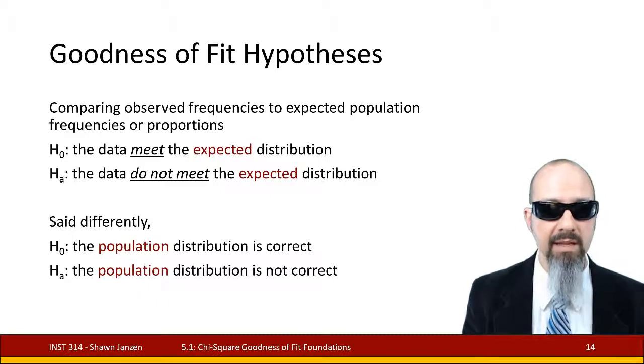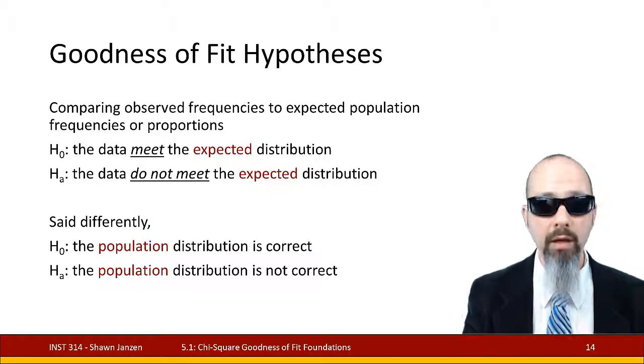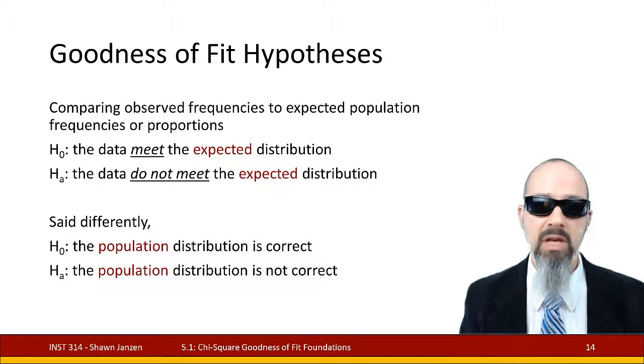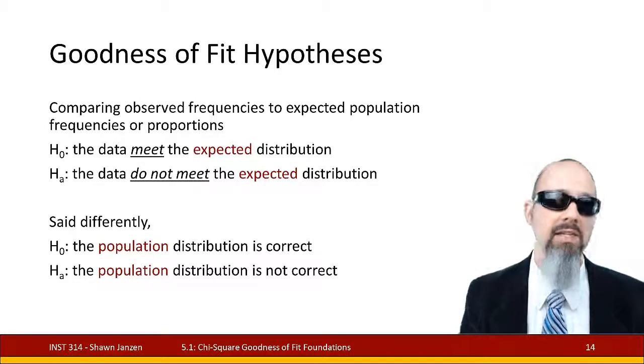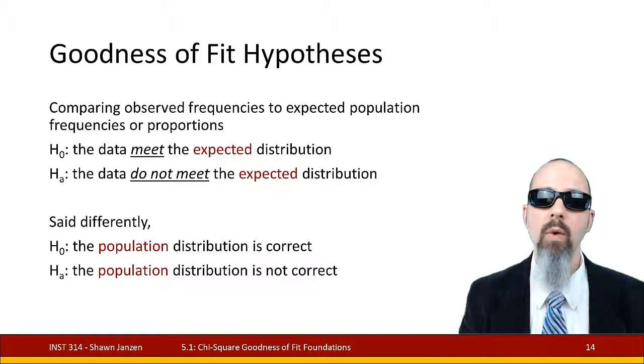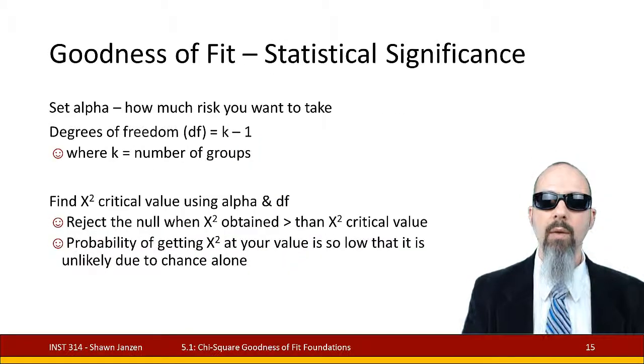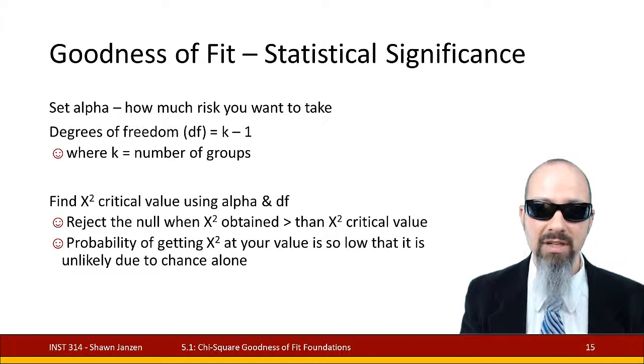Now, that isn't to say that the population distribution is wrong. We're just trying to say that our knowledge of the population distribution is perhaps out of date and needs to be updated. So in this case, it was incorrect, and we have new knowledge now that can help update our population distribution information.